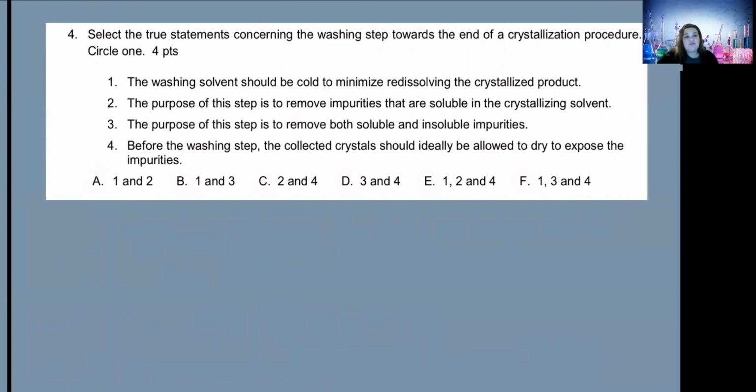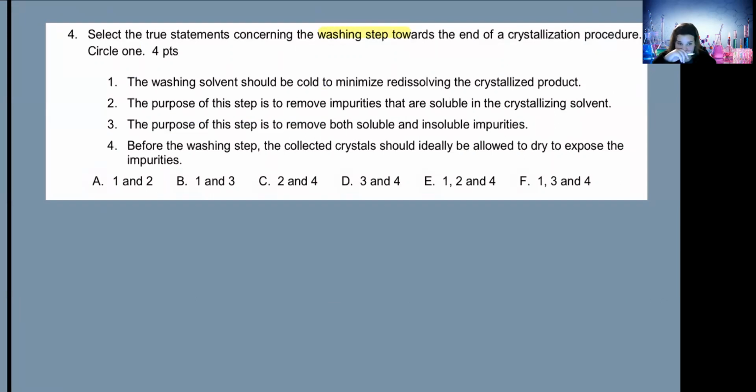Alrighty, select the true statements concerning the washing step towards the end of the crystallization procedure. You know, I'm really starting to think he likes the washing step in this experiment. We've done a bunch of these. Oh my goodness. If you guys don't know that the washing step gets rid of soluble impurities by now, I don't know what to do. All right, let's see what we got.